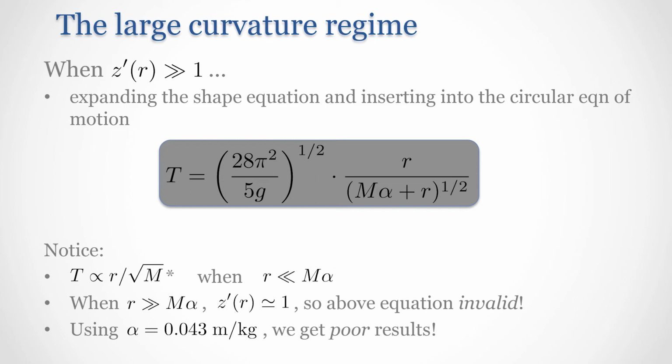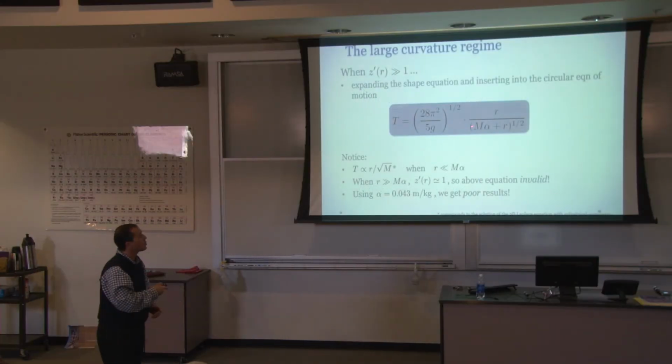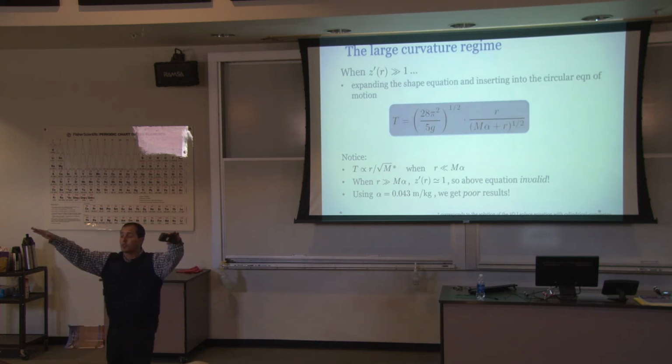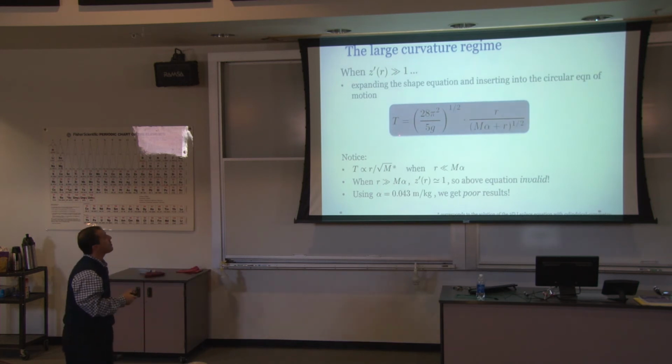So what I had to do then was, we looked in the large curvature regime when z prime was big. I do the same game I did before. I take my shape equation, I expand for large z prime. I then stick it into the circular equation of motion, and out comes a completely different Kepler-like expression in this regime. In the large curvature regime, this corresponds to when my Spandex fabric is warped a lot, and I'm looking deep inside the well itself. In that regime, the period is proportional to the radius divided by this guy here.